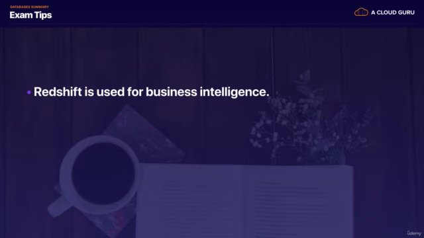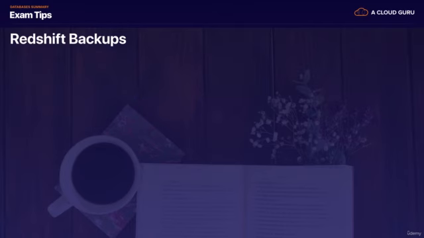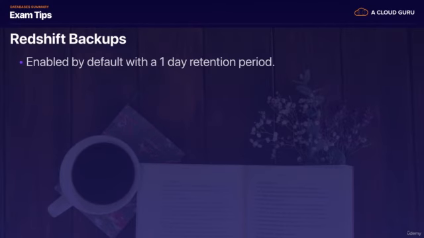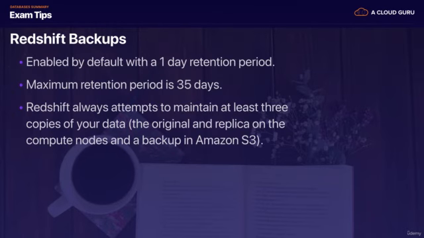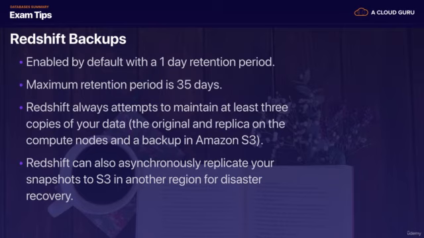Moving on to Redshift. Redshift is used for business intelligence. It's only available in one availability zone right now. When you're doing backups, Redshift has backups enabled by default with a 1-day retention period. Just like with RDS, you can extend this retention period to 35 days. Redshift will always attempt to maintain at least 3 copies of your data, the original and replica on the compute nodes, as well as a backup in Amazon S3. Remember that Redshift can also asynchronously replicate your snapshots to S3 in another region for disaster recovery.